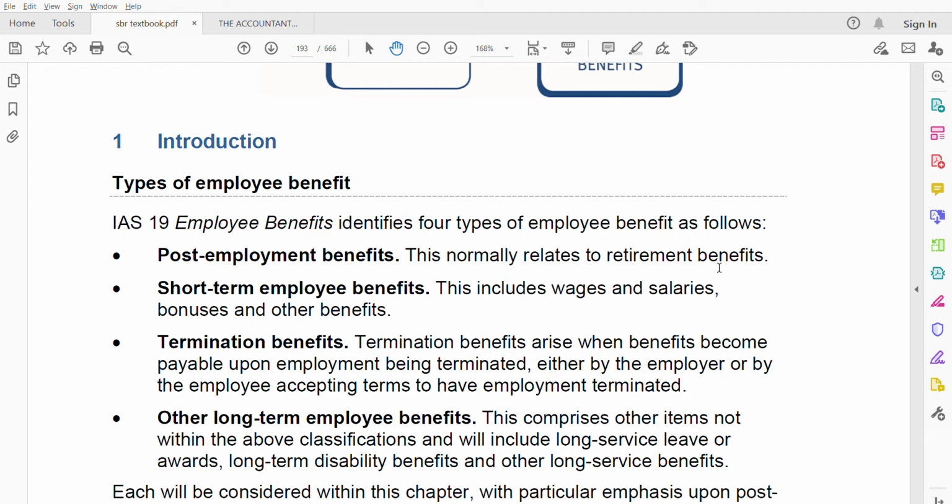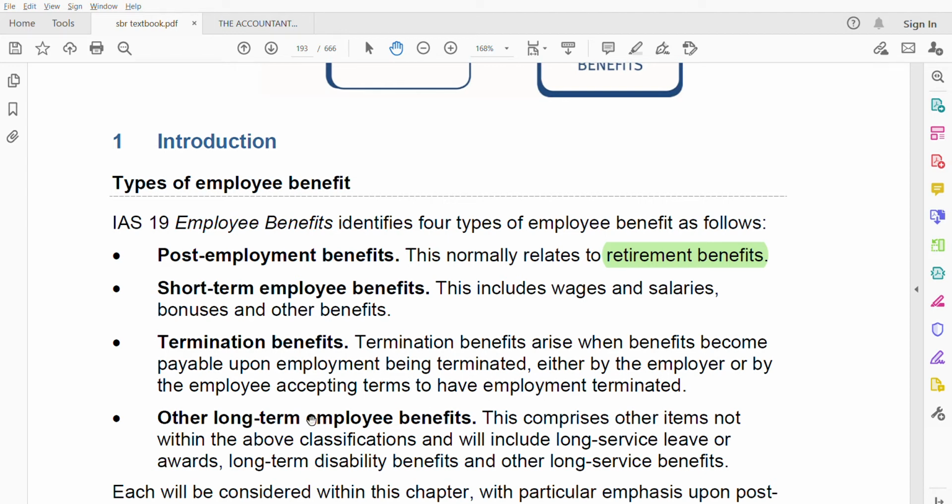Post-employment benefit, for example, retirement. That means post-employment means after your employment gets over. While you are in the employment, you will not get this benefit. It is after you have completed your employment terms. For example, one example is retirement benefits, which is post-employment. Next, short-term. Short-term are your wages and salaries and bonuses and other benefits. Then we have termination. So when an employee is terminated, we pay this benefit. It's known as termination benefits. It could be either by the employer or by the employee accepting terms to have employment terminated.